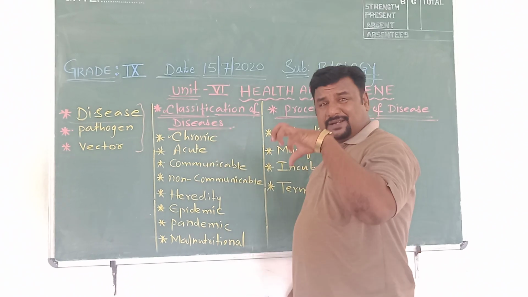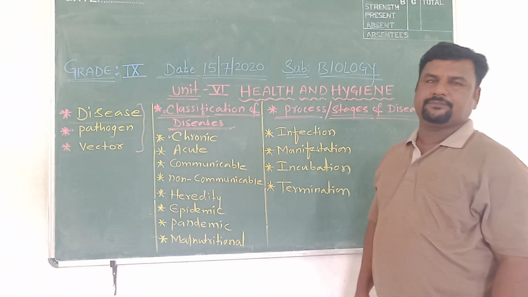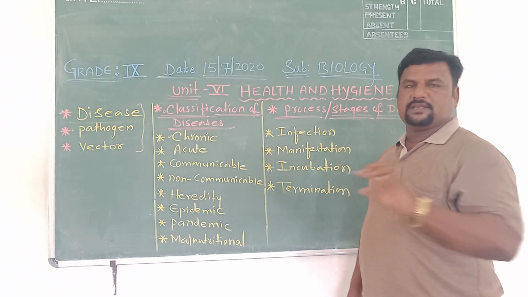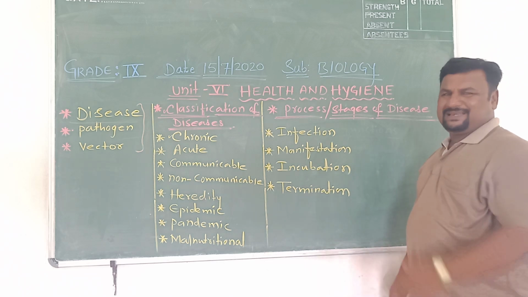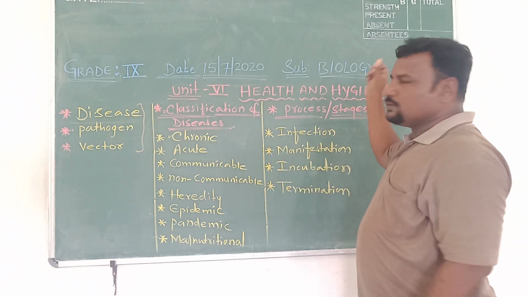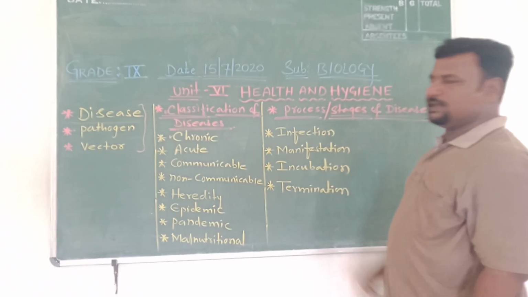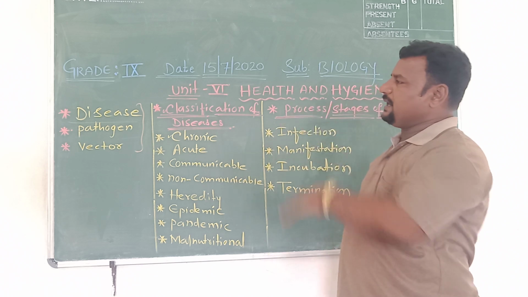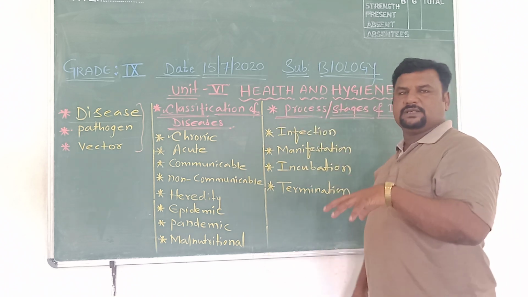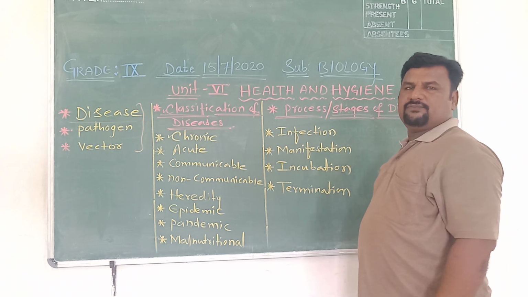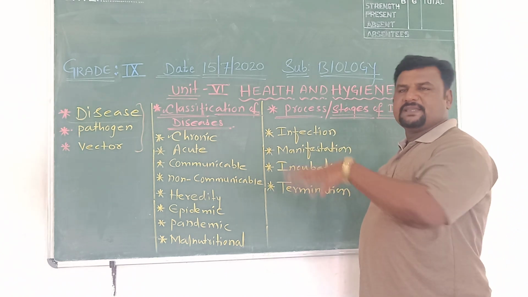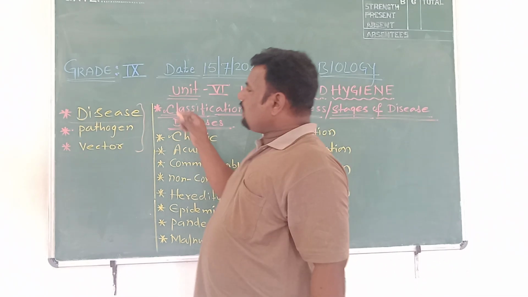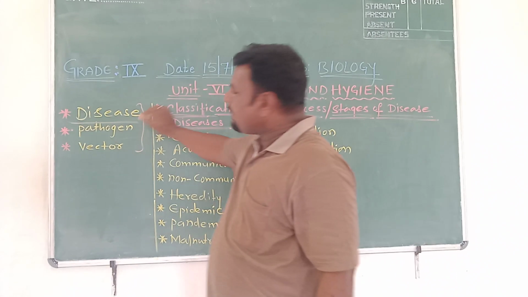After this, the study of disease is called pathology. When we study a particular disease, it is called pathology. Pathology is the study of disease. You might have heard of plant pathology, animal pathology, human pathology. Plant pathology means the study of plant disease. Animal pathology is the study of animal diseases. Human pathology is the study of diseases related to humans. So, the study of disease is called pathology.